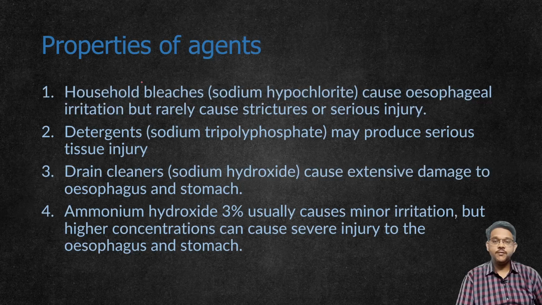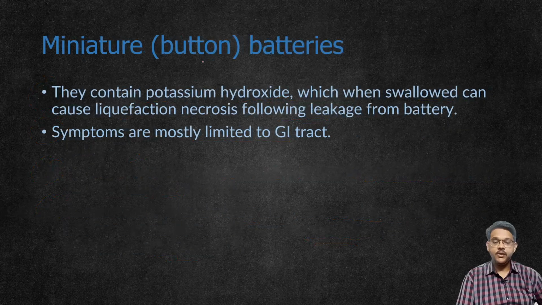Coming to the properties of common agents which are alkalis. Household bleaches, which consist of sodium hypochlorite, can cause esophageal irritation but rarely cause strictures or serious injury. Detergents, which consist of sodium tripolyphosphate, produce serious tissue injuries. Drain cleaners, as I mentioned, contain sodium hydroxide, which causes extensive damage to the esophagus and stomach if consumed. Ammonium hydroxide at 3% can cause minor irritation, but higher concentrations can cause severe injury to the esophagus and stomach. Next, button batteries, which are again alkaline in nature.